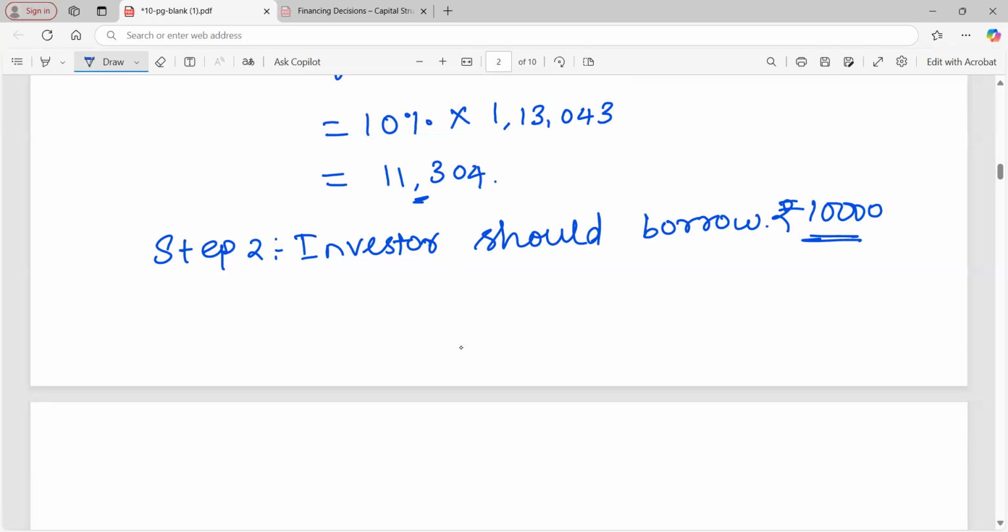Only then M Limited and N Limited can be compared. If the investor is not borrowing this 10,000, then M Limited and N Limited cannot be compared. Because in M Limited, the investor had a financial risk. In N Limited, there is no financial risk. Right? So you should borrow this 10,000.